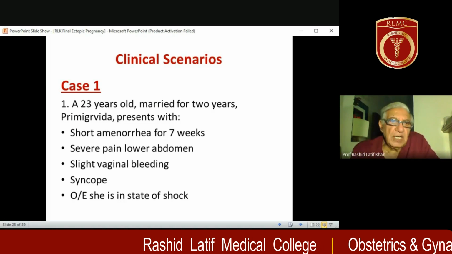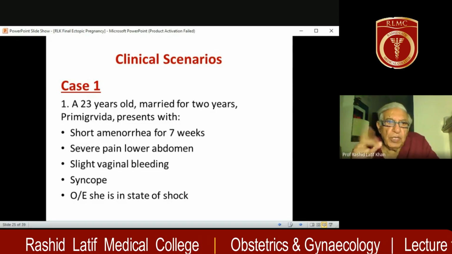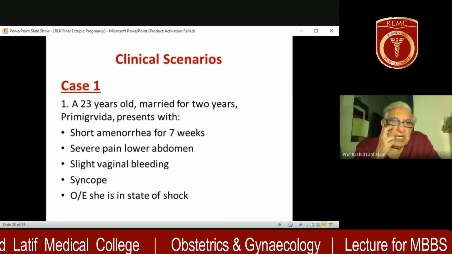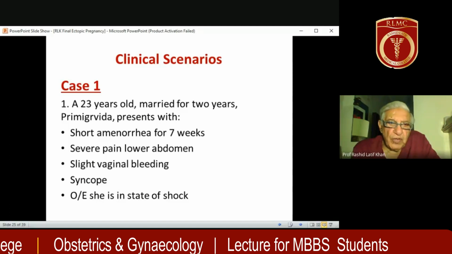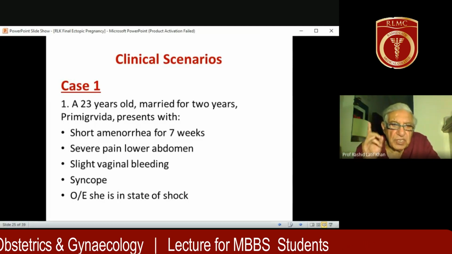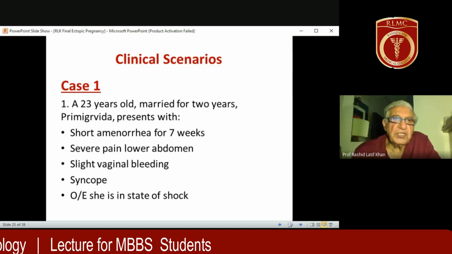If this is the case, it is acute emergency, needs surgical treatment. So any young girl who got pregnant after 2 years of marriage, delayed pregnancy, has these features, then don't waste time. The treatment is surgical treatment after you treated her shock.